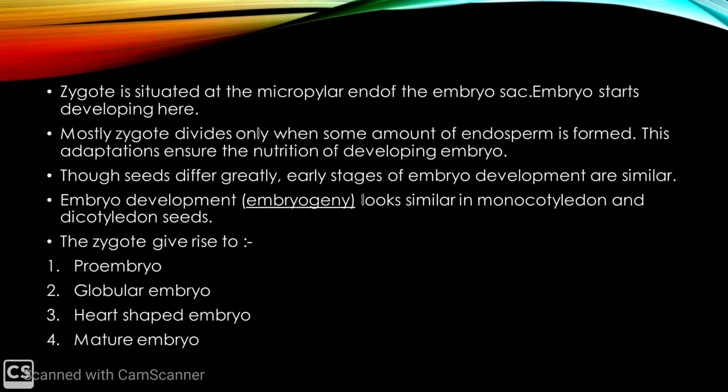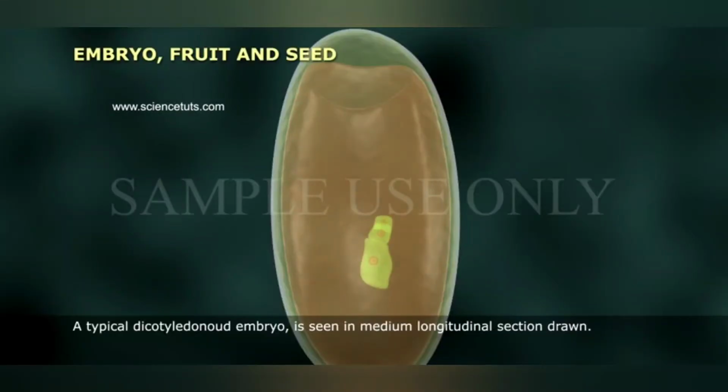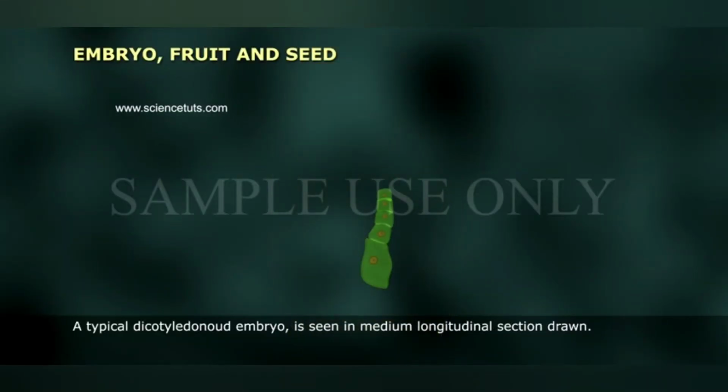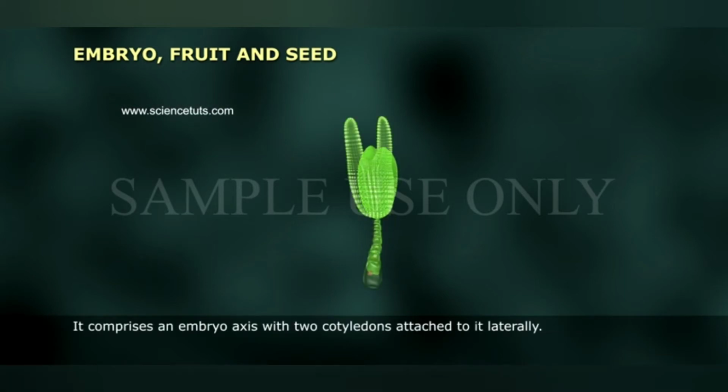Most zygotes divide only after a certain amount of endosperm is formed. This is an adaptation to provide nutrition to the developing embryo. The seeds differ greatly, but the early stages of embryogeny are similar in both monocot and dicot seeds. The zygote gives rise to several structures like proembryo, globular embryo, heart-shaped embryo, and mature embryo.